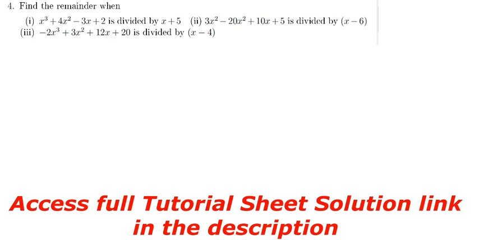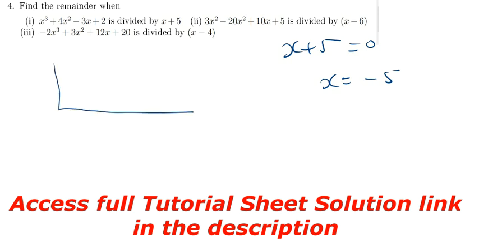So when I want to use synthetic division, this is what we call the dividend. Then I need to equate x plus 5 to 0, so x will be equal to negative 5. Using synthetic division, I'm going to put negative 5 here and the coefficients of this have to be here. So it will be 1, 4, negative 3 and 2.